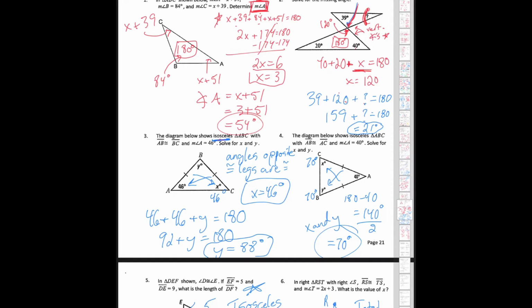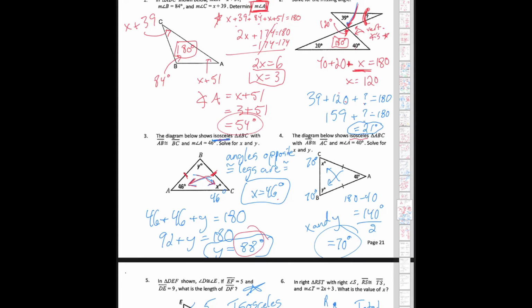For number 3, we have an isosceles triangle. So as soon as we're given a specific type, we have to remember what that means. An isosceles triangle has 2 congruent legs and 2 congruent angles that are opposite those legs. So if we look here, here are our 2 congruent sides, AB and BC. Opposite those, we're given 46. So that means this angle also has to be 46. So we already got that x is 46 degrees. And then the third angle, we add those 2 and get the last one by setting it equal to 180. We do that and we get y equals 88 degrees.